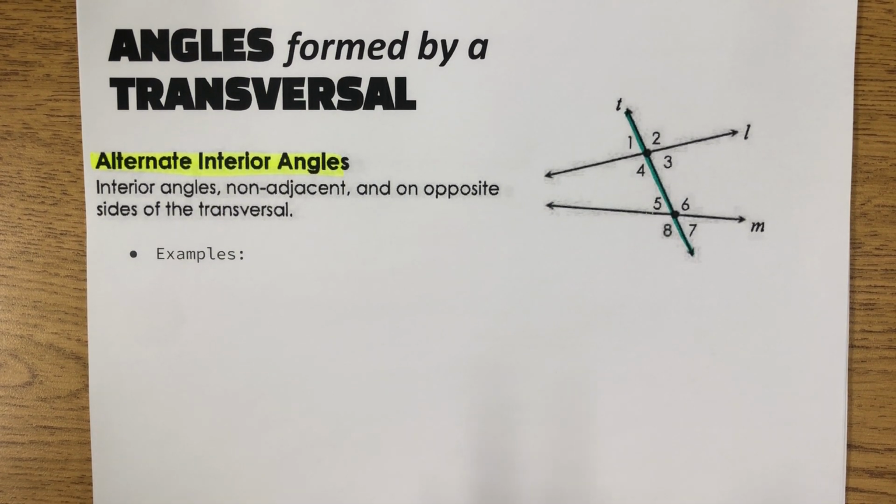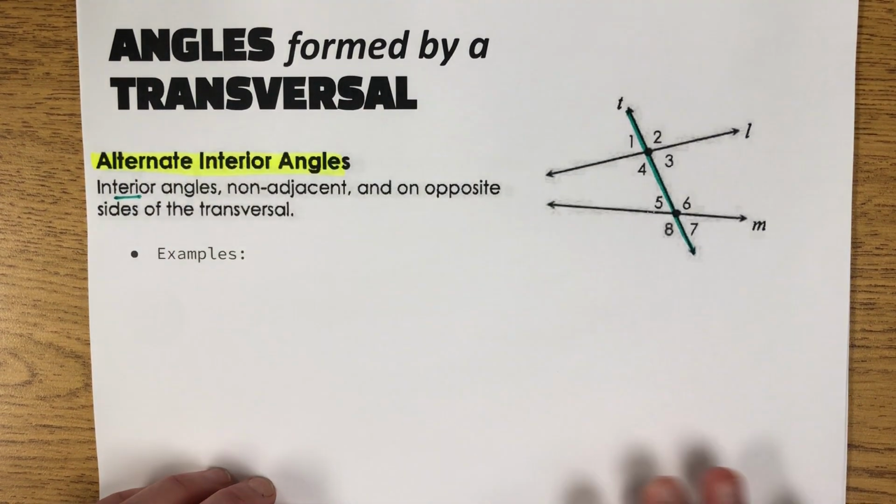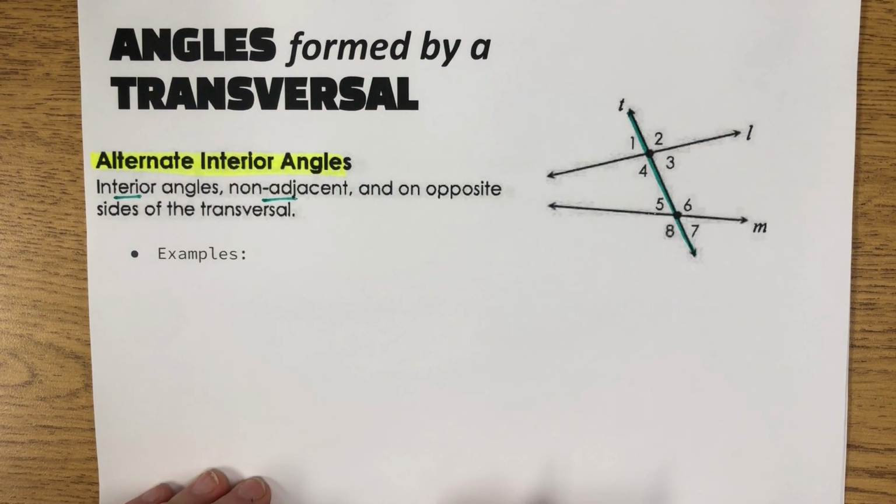So interior angles, so they are interior. They are non-adjacent, and I'll explain what that means. Remember, that's not next to one another.